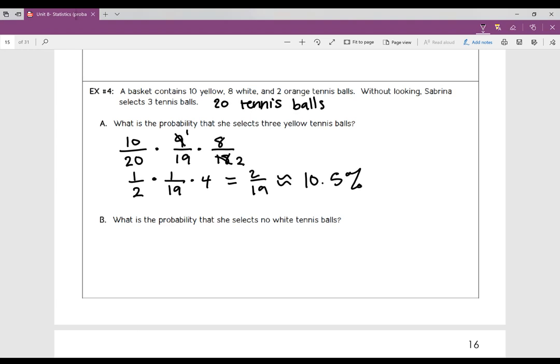Okay, what's the probability she selects no white tennis balls? So that's just the probability of not white. So that means I'm going to take everything that's not white and add it together. So that is 12/20, because that's 10 yellow and 2 orange, which is only 12, which is then 60%. She has a 60% chance of pulling out no white tennis balls.